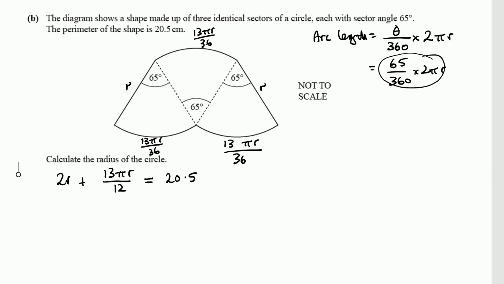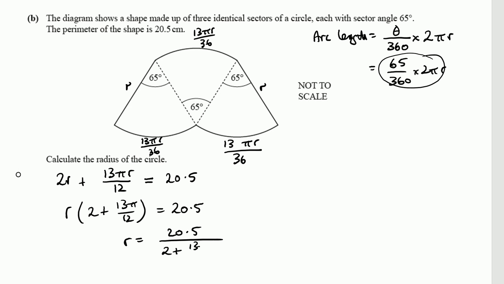Now, at this stage, we could work out what 13 pi over 12 was, we could collect our r's together, we could divide, and we could solve it that way. What I'm going to do is just something a little bit more sophisticated, just to demonstrate another approach. You don't have to do it this way. I'm going to factorize the r out, thinking about how I'd rearrange a formula, and that means that r is going to equal 20.5 over 2 plus 13 pi over 12. And now I'm going to work that out all at once.